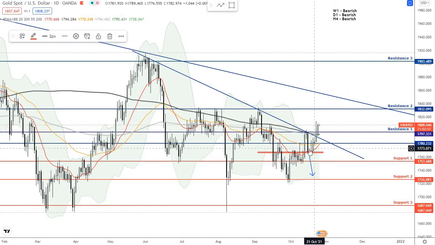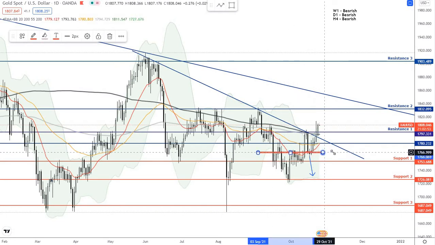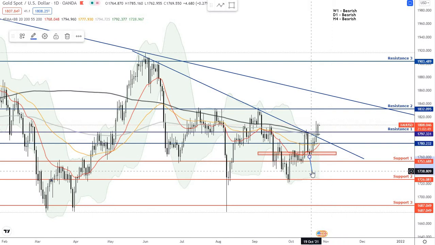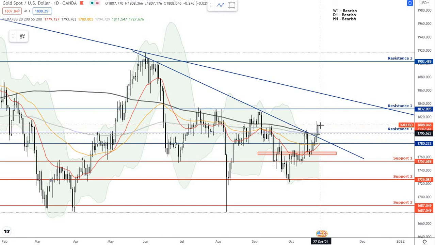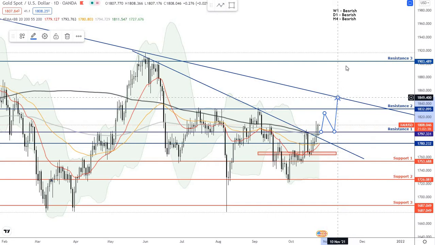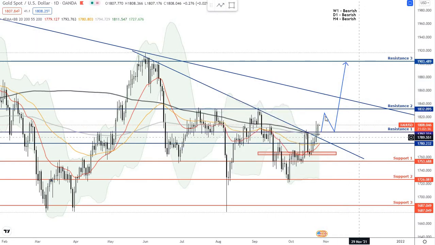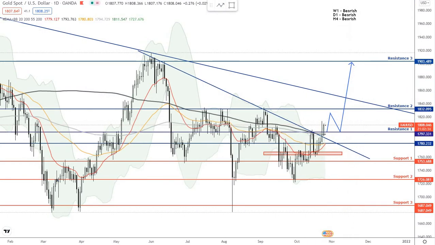But after the news events, it has been well supported at this demand zone, and then it went up. So looking at this chart, it seems to be a bit more bullish. So let's see if it could potentially have a pullback before it goes up to this level or goes up to this level. All right, so let's take a look.